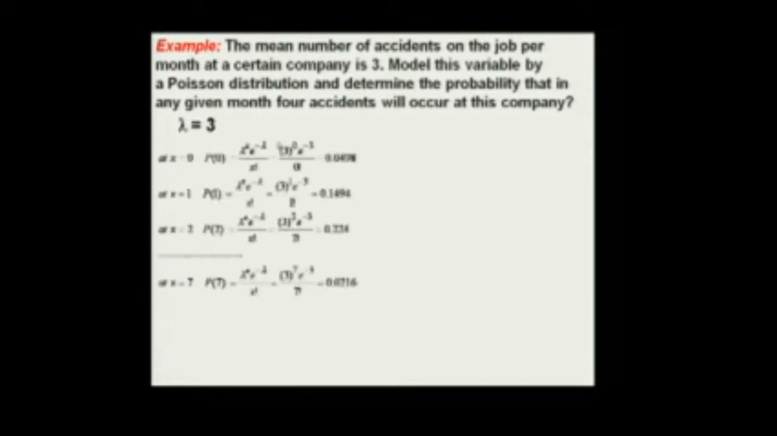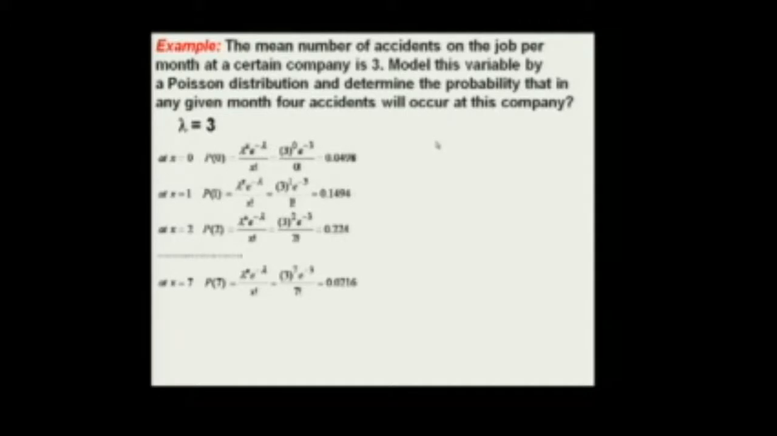Here it is. The mean number of accidents on the job per month at a certain company is 3. So this company is looking at accidents per month. Sometimes they see 0 accidents, sometimes they see 4, sometimes they see 2, sometimes they see 3, sometimes they see 2 or 1. But over a certain period of time, over many months, they find that the mean number of accidents per month is 3. If we want to model this using a Poisson distribution, then we have all that we need, because 3 is actually the lambda. It is the expected average of events, in this case accidents, per unit, and the unit in this case is months. So lambda is 3, and that's all that we need.